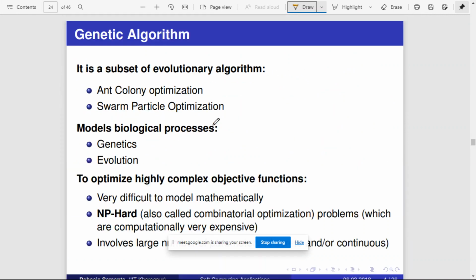Right. Now let us discuss genetic algorithm in detail. So genetic algorithm is basically modeled on biological processes, genetics and evolution. Generally, genetic algorithms are used to solve problems which cannot be defined mathematically. Previously we discussed that the first step to solve any problem is to find the mathematical model. Once you have found the mathematical model, then you can solve the problem.